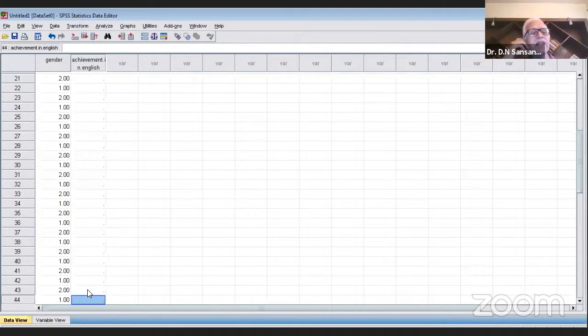Now, I start entering the information of each person related to achievement in English. So I may start again from the beginning, or I may start from the last and go up. The choice is yours. I may start from the bottom and enter the data. This is how I'm just entering the data.